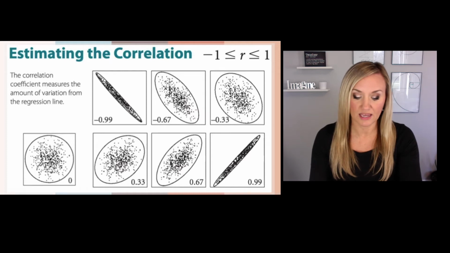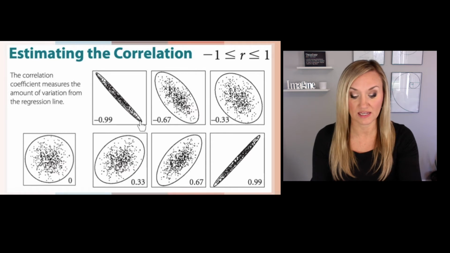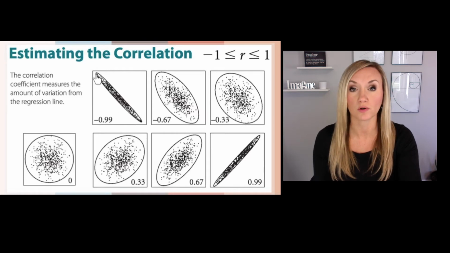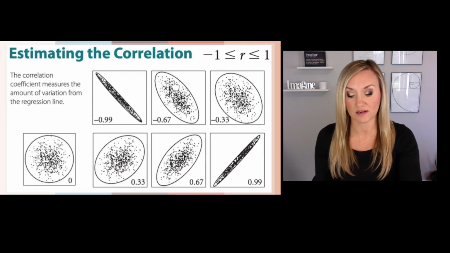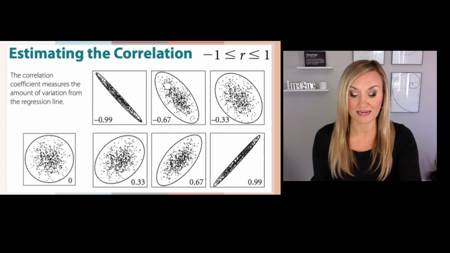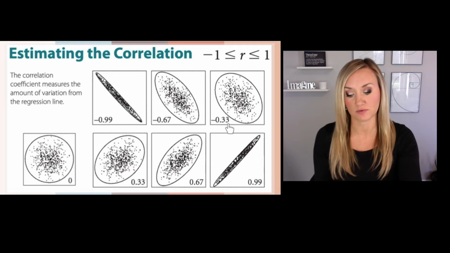If you take a look at the first one here, this is a negative and strong relationship. You'll notice that the correlation R is given the value of -0.99, almost -1, so an extremely strong correlation. This one is -0.67, and this would be a moderately strong or moderate negative correlation. And this is an example of -0.33, which would be a weak negative.